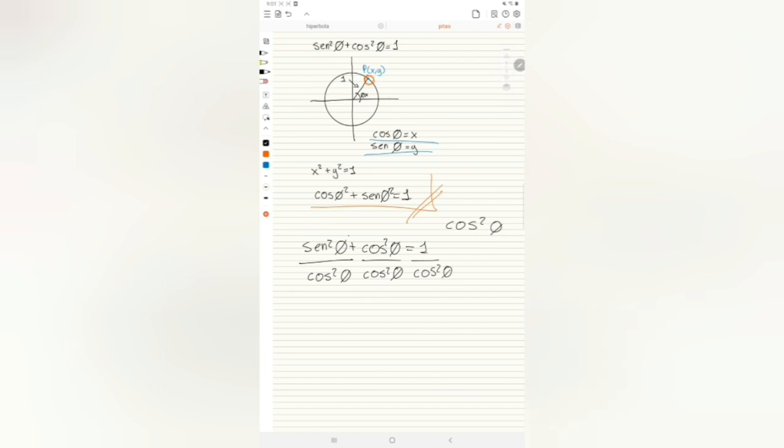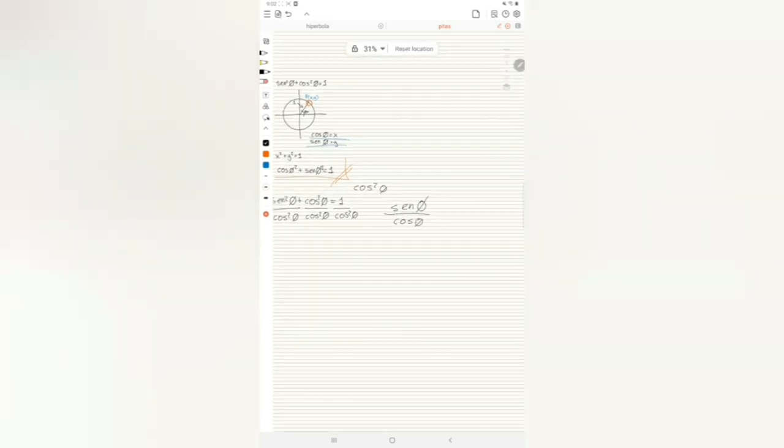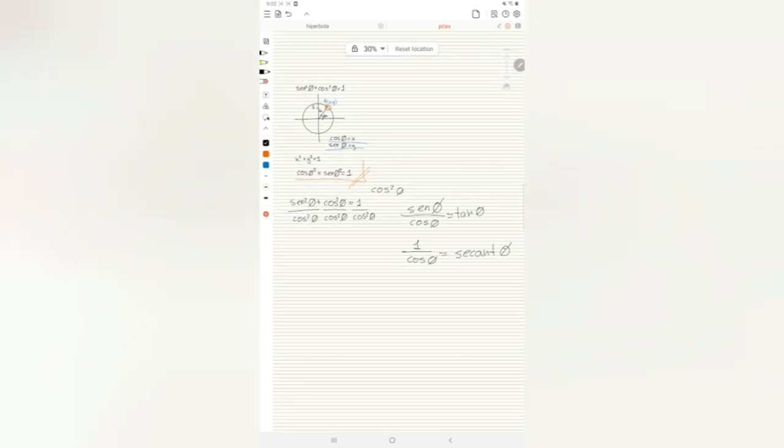And we're going to remember that the sine divided by the cosine is equal to the tangent, and the 1 divided by the cosine is equal to the secant. We saw these properties in the last identities, so let's use them to prove that this is correct.